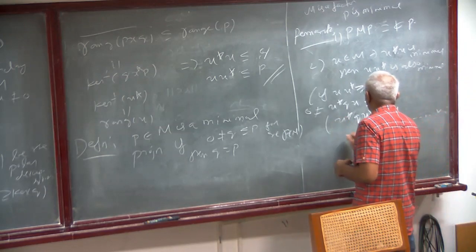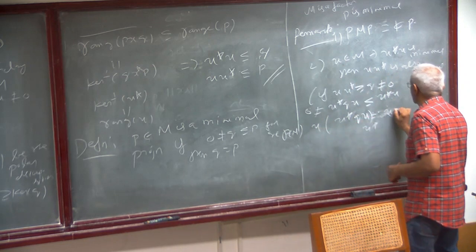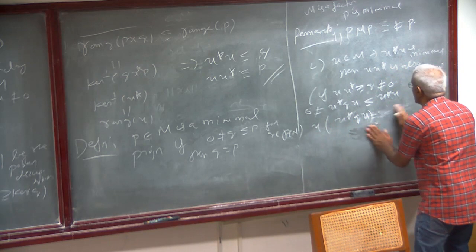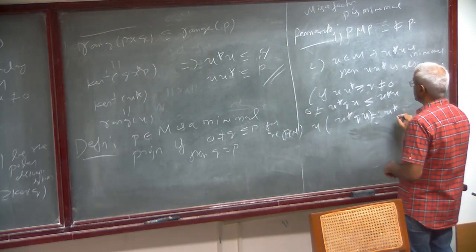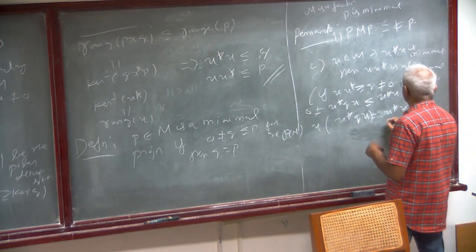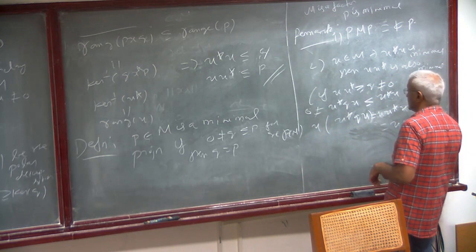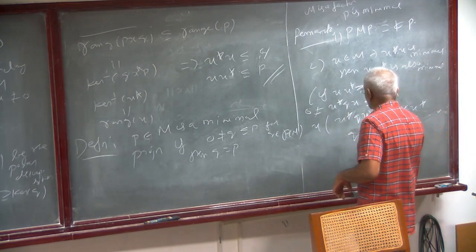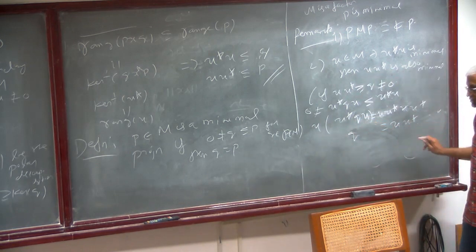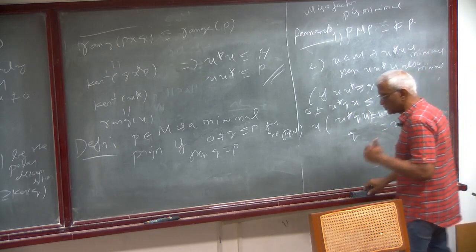Apply U* here. If you apply UU* here, you will get UU* here, which is equal to Q. I'm just saying this is equal to Q. So Q equals UU*. So this implies UU* is also minimal. So if U*U is minimal, UU* is also minimal.